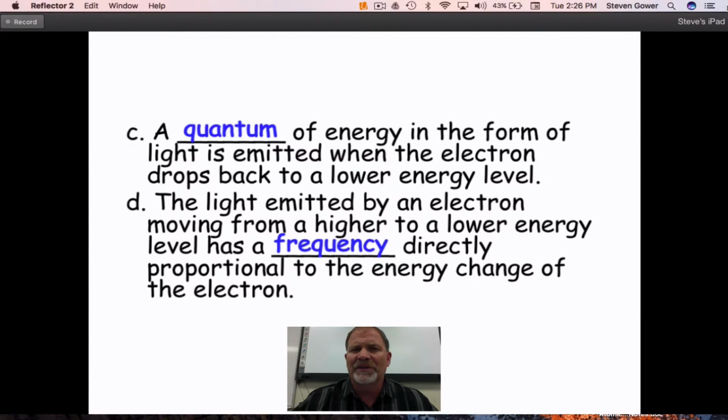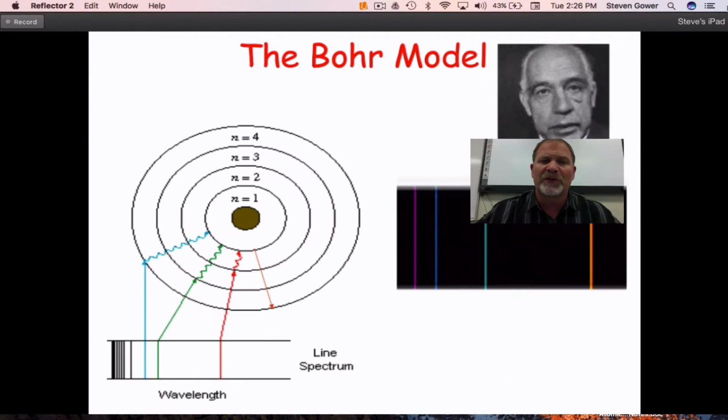The amount of energy they absorb is quantized or bundled up, so we call it a quantum of energy. When it absorbs that quantum of energy, the same quantum of energy absorbed is the same quantum of energy released. When we call it that quantum of energy released, we're talking about a photon or a bundle of energy released. The light emitted by an electron moving from a higher energy to a lower level has a frequency directly proportional to the energy change of the electron. We know that their frequency and energy are directly related.